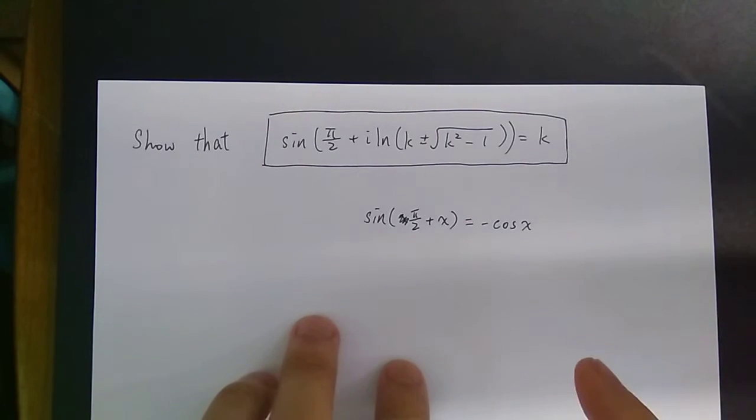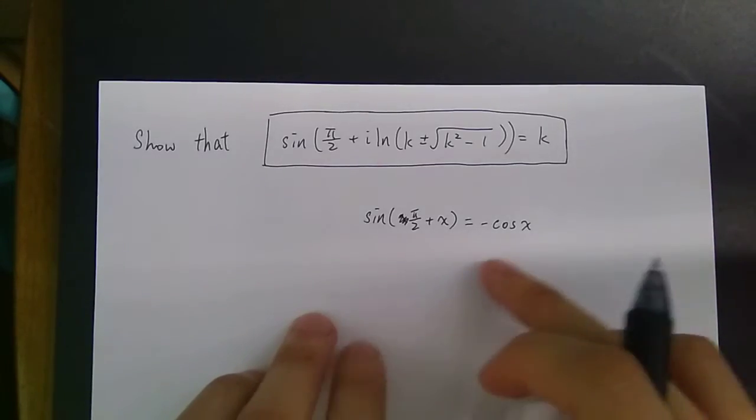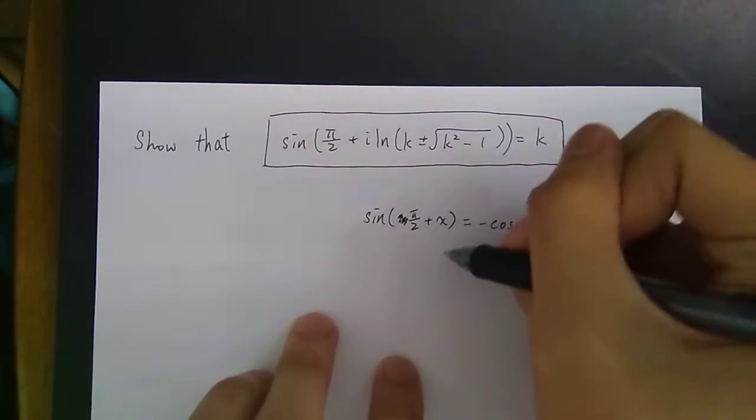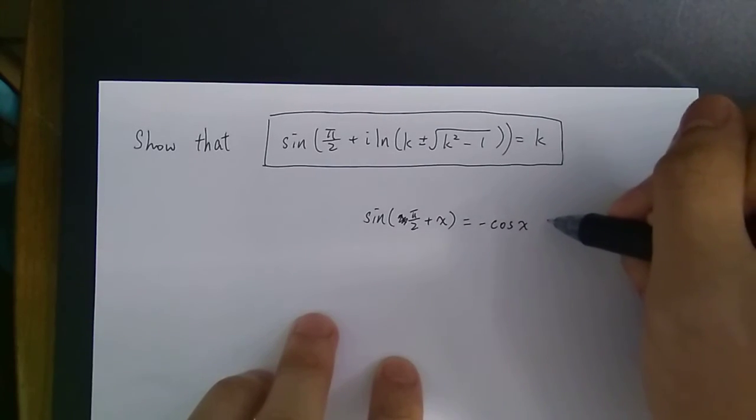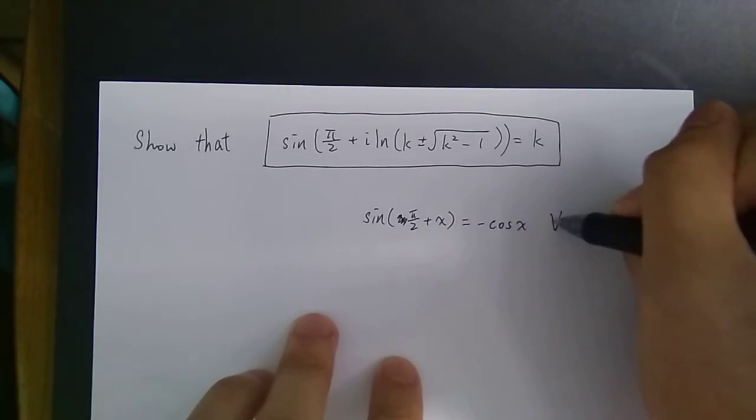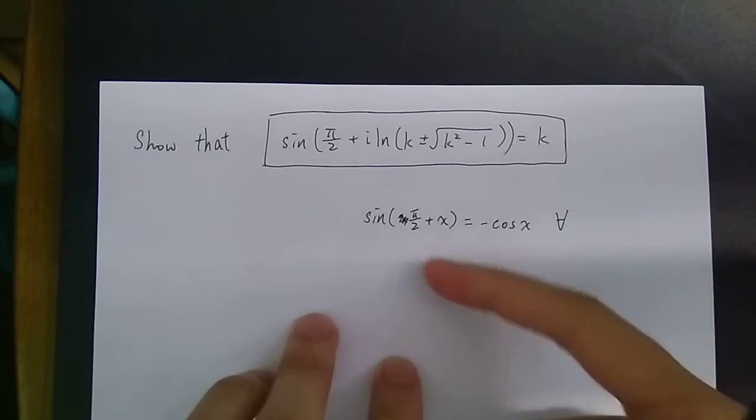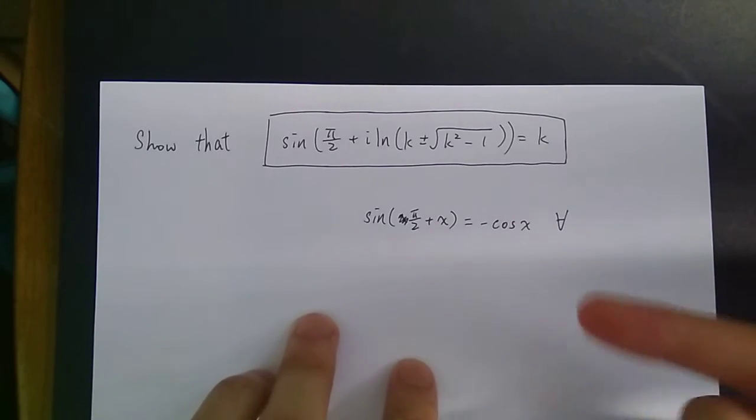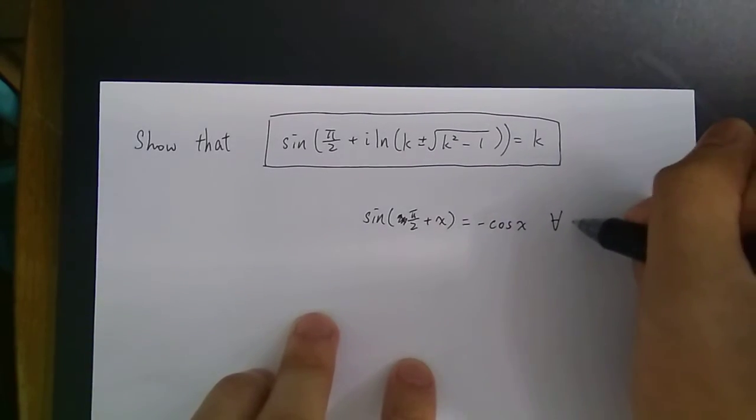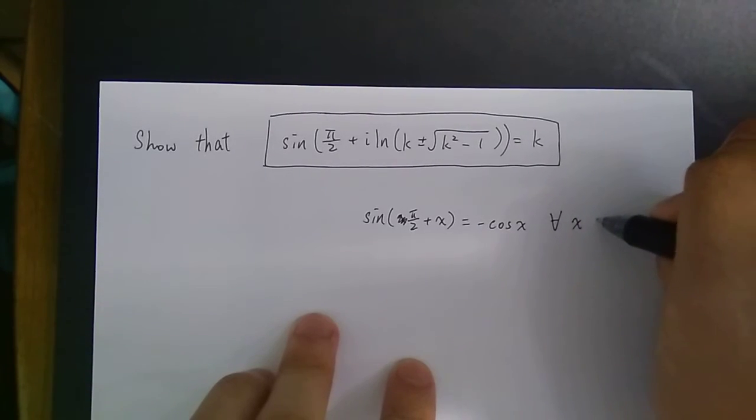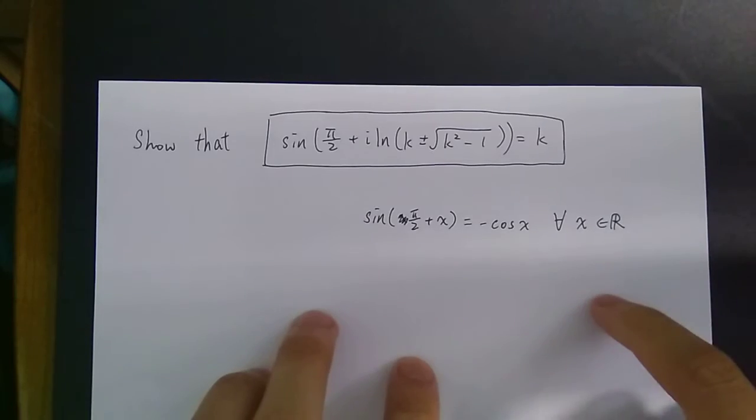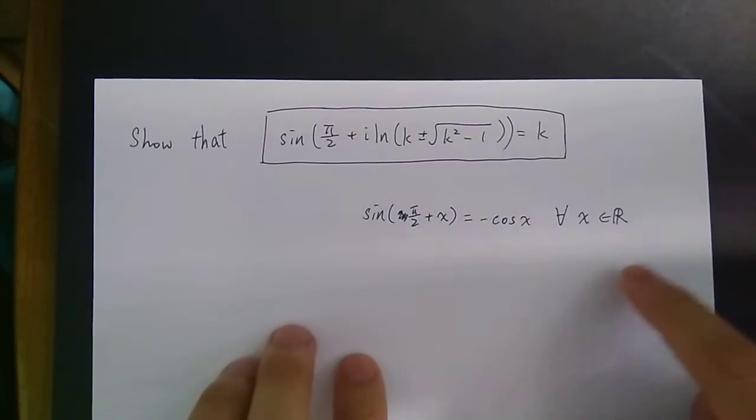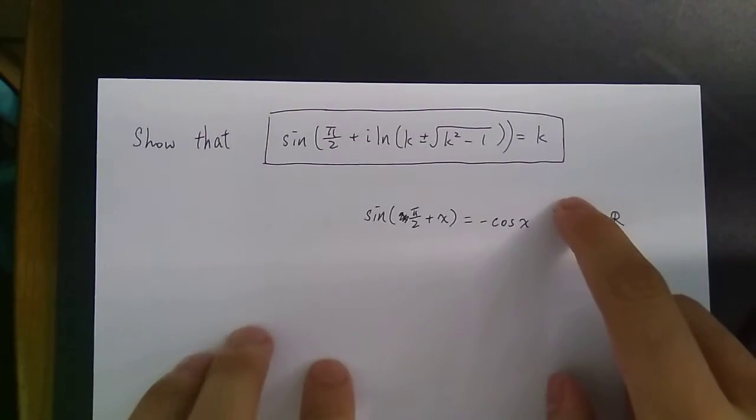You may think of it. However, this is not true when x is a complex number. This property should only be used when x is a real number. So how do we do that?